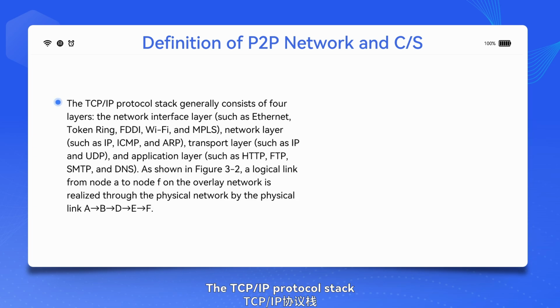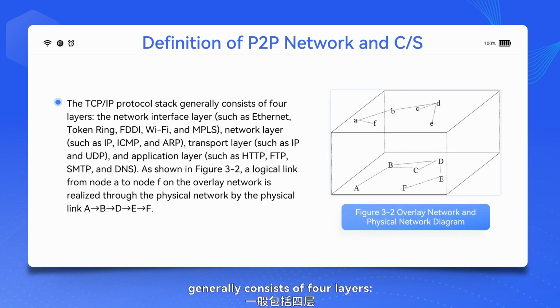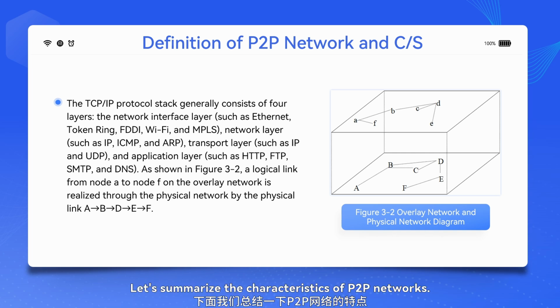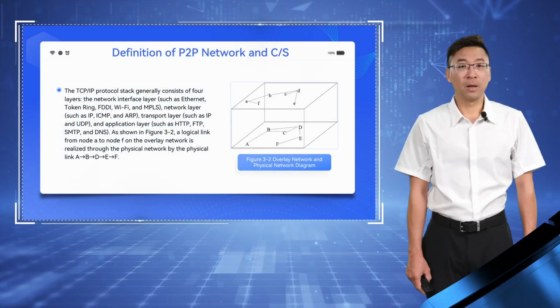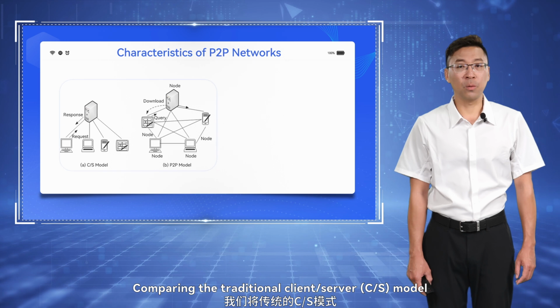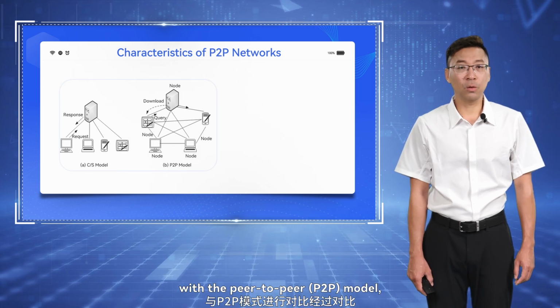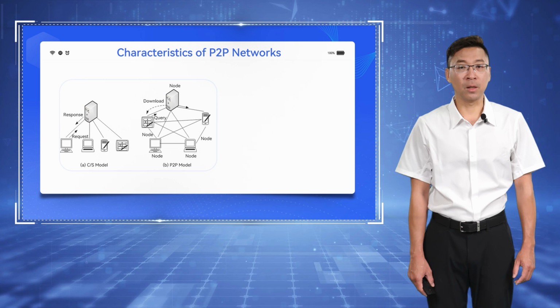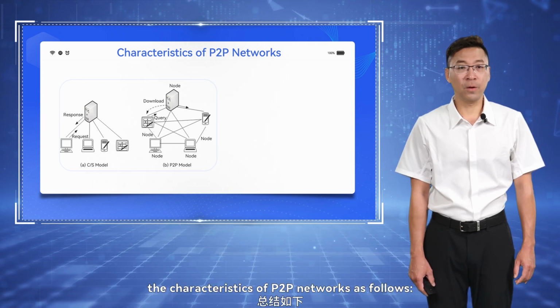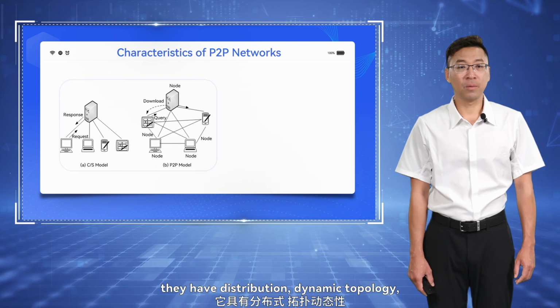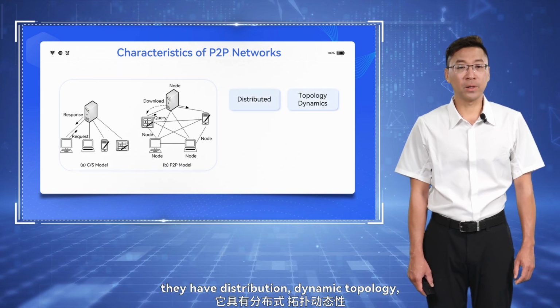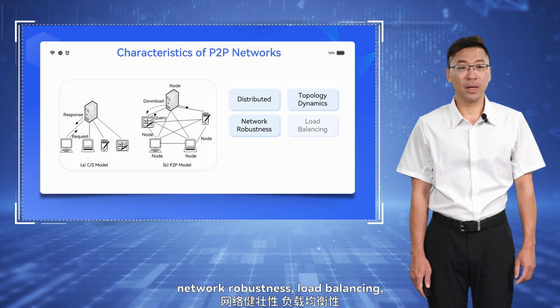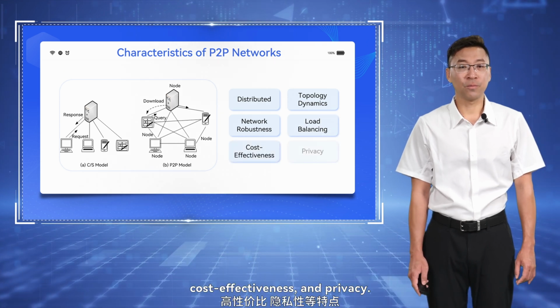The TCP/IP protocol stack generally consists of 4 layers: the network interface layer, network layer, transport layer, and application layer. Let's summarize the characteristics of P2P networks. Comparing the traditional client-server (CS) model with the peer-to-peer P2P model, we can summarize the characteristics of P2P networks as follows. They have distribution, dynamic topology, network robustness, load balancing, cost-effectiveness, and privacy.